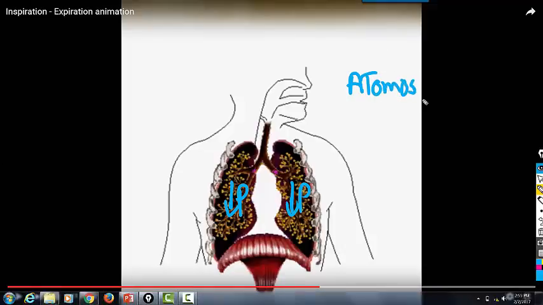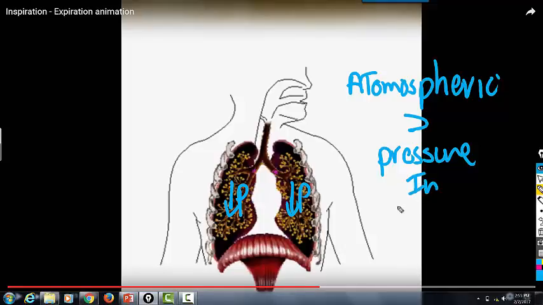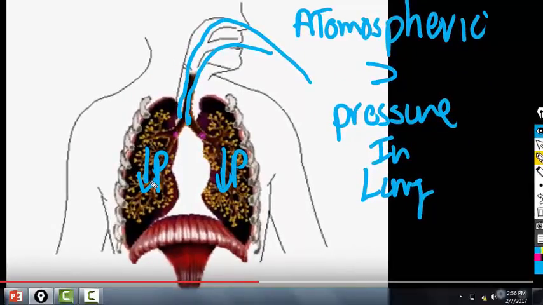atmospheric pressure, the pressure of the air, is now greater than the pressure inside the lungs. And as you learned, things always go from high to low. So air will enter the 2 nostrils or the mouth, and you will send oxygen to the smallest part of the airways, which in this case are the capillaries. So that's the basic mechanics of breathing.